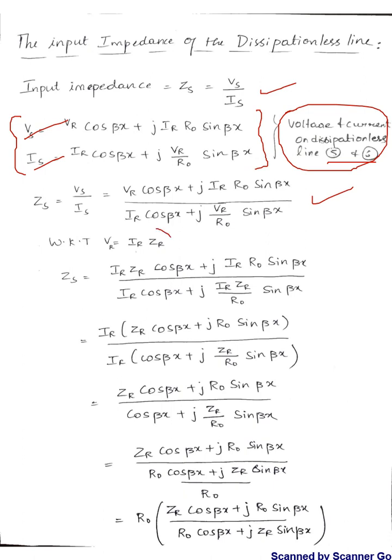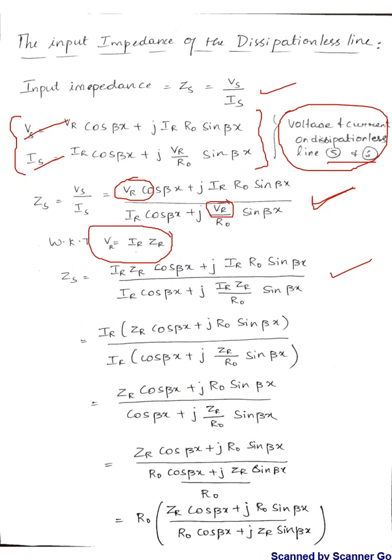After that, we know the formula Vr is equal to Ir Zr. So in this equation, wherever I have Vr, I'm going to replace it by Ir Zr. Here I have Vr, and here I have Vr. So wherever I have Vr, I'm going to replace it by Ir and Zr. So I have rewritten the equation.